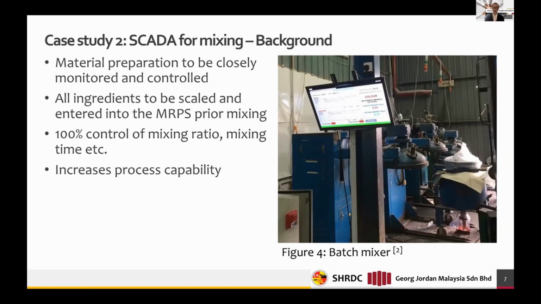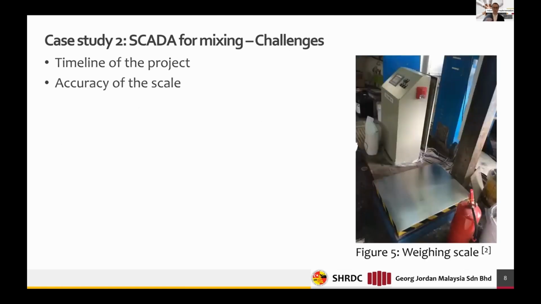Let us now look at the challenges we faced during the implementation. There are two challenges I would like to present here. First, the timeline. We expected that we definitely can complete the project in a couple of months, get it smooth, get it running, and we didn't do it. We needed over 1 year.